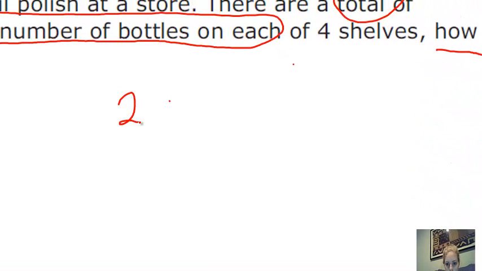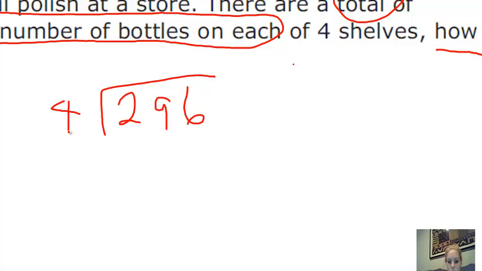Let's set up our division. 296 divided by 4. So let's first ask, does 4 go into 2? No, 4 is too big. So I'm going to put a placeholder. Now I'm going to underline 29. Does 4 go into 29?